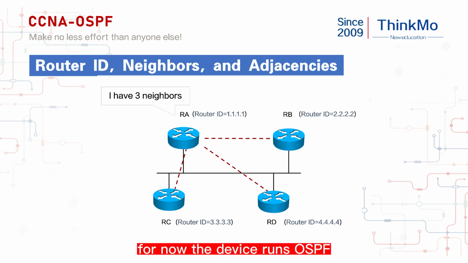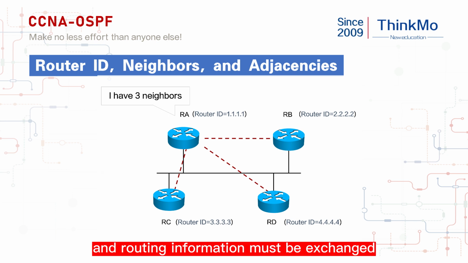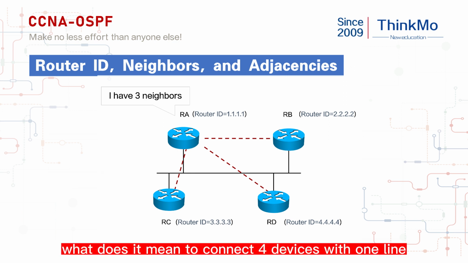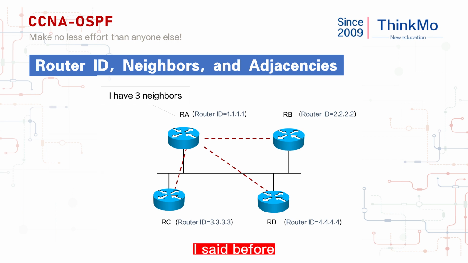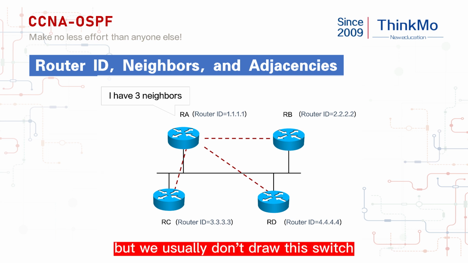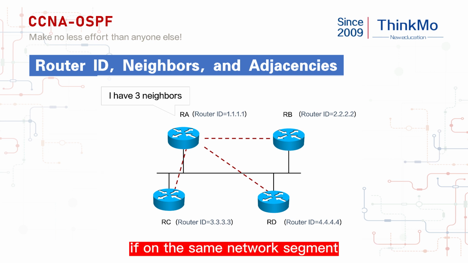For now, the devices run OSPF. They all have to exchange some information. Link state information and routing information must be exchanged before the interaction. Adjacency. Everyone can see RA says it has 3 neighbors. Remember this? What does it mean to connect 4 devices with one line? I said before, this means that a switch is connected to 4 devices. But we usually don't draw this switch. That means they are on the same network segment. If they are on the same network segment, they are neighbors.